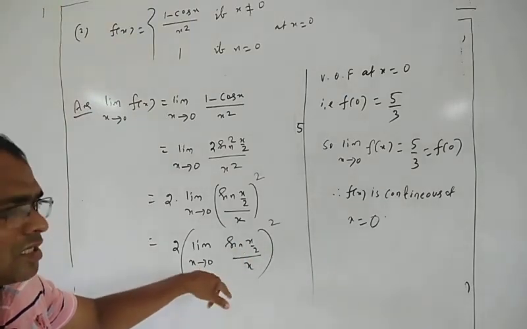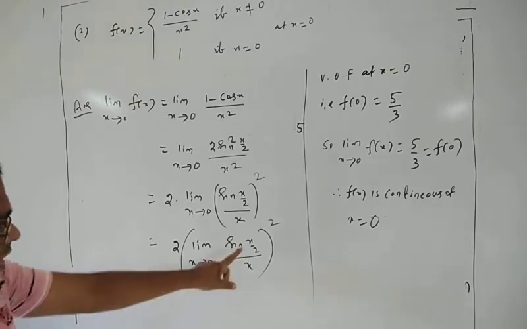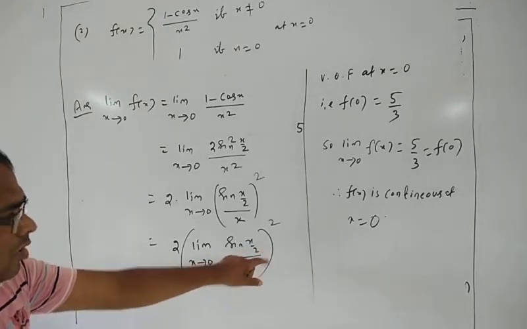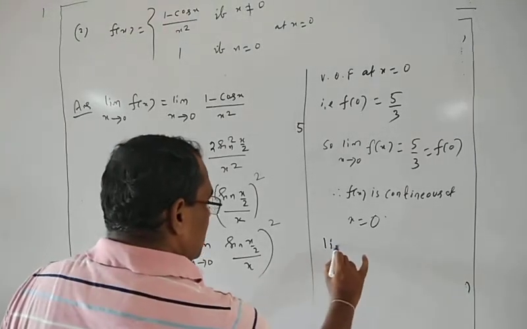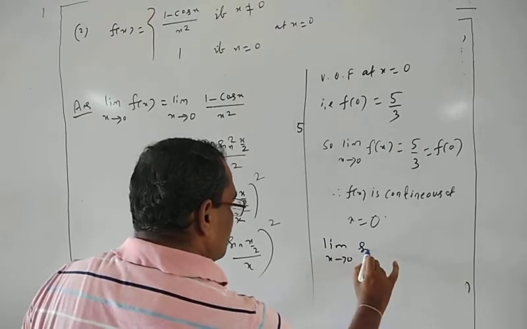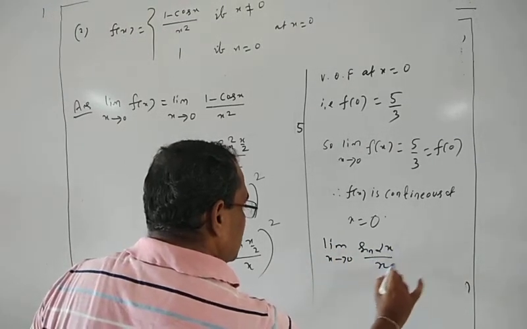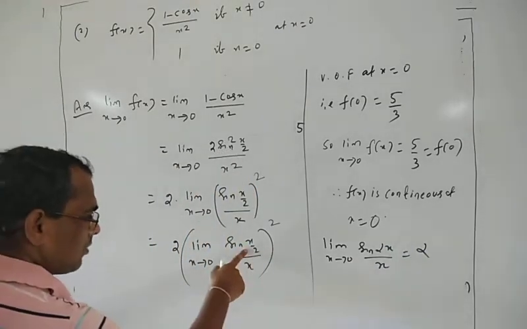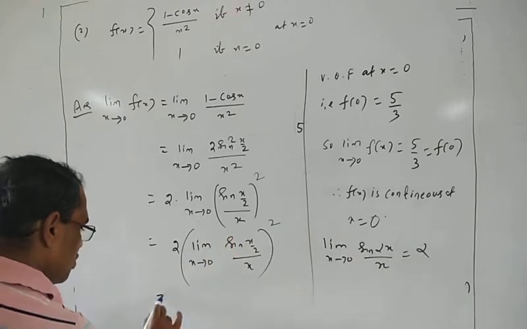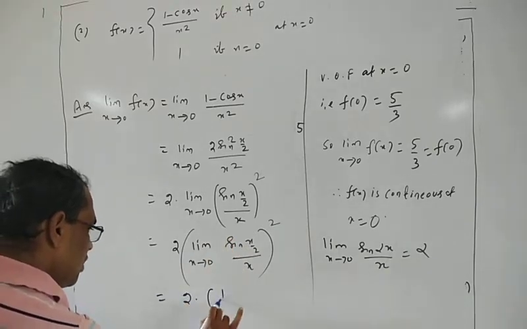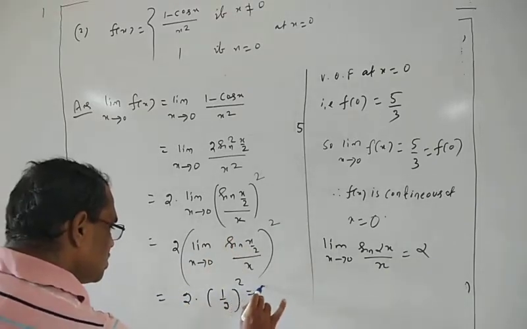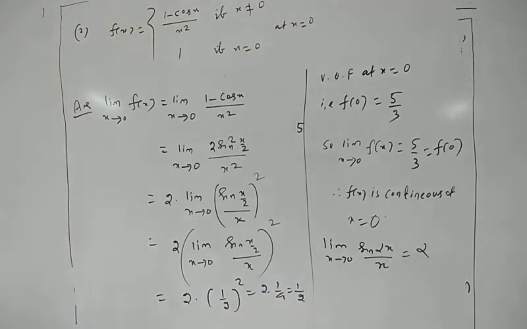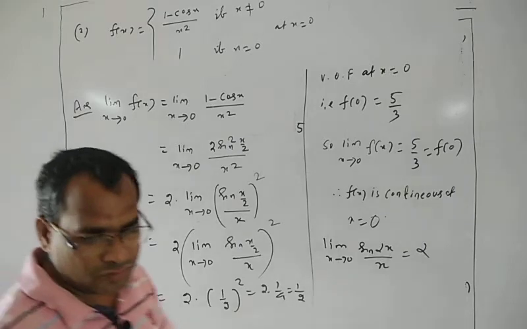Or you make the equating coefficient of angle, x by 2. Or you know the formula: limit x tends to 0 sin alpha x by x is equal to alpha. Here the coefficient of x is 1 by 2, which means alpha is 1 by 2. So this is 2 into (1 by 2) whole square, so 2 into 1 by 4, so this is 1 by 2. So the limiting value is 1 by 2.